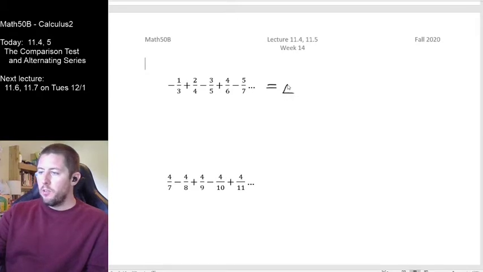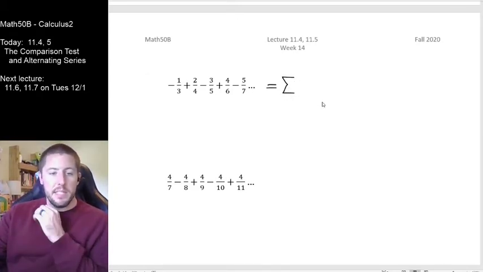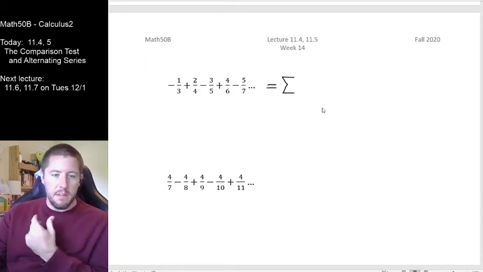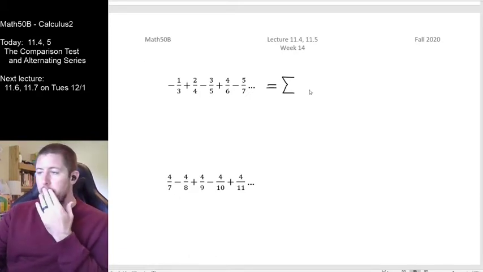So I think that I can write this as its sum. I want to write this as the sum because I need to be able to discuss b sub n to know if this converges or diverges. I need to know what b sub n is going to be.